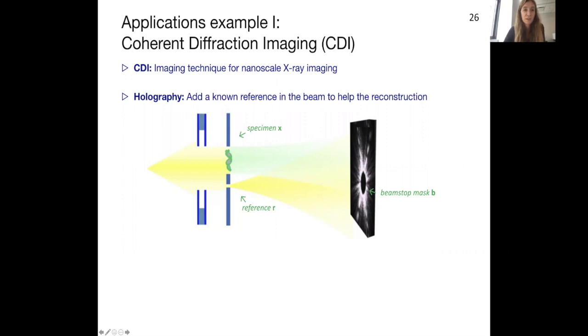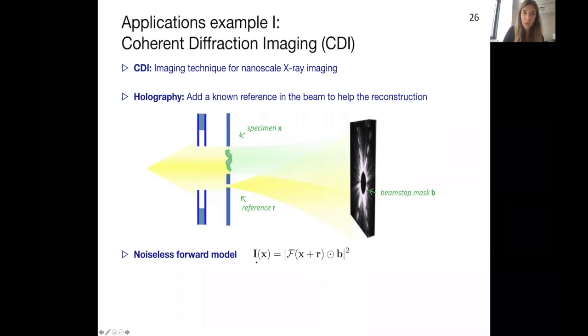And so in this example, the noiseless forward model is that the intensity one collects on the CCD is equal to the Fourier transform of both the specimen and the reference, masked by the beam stop, and then taking the magnitude of this Fourier transform.